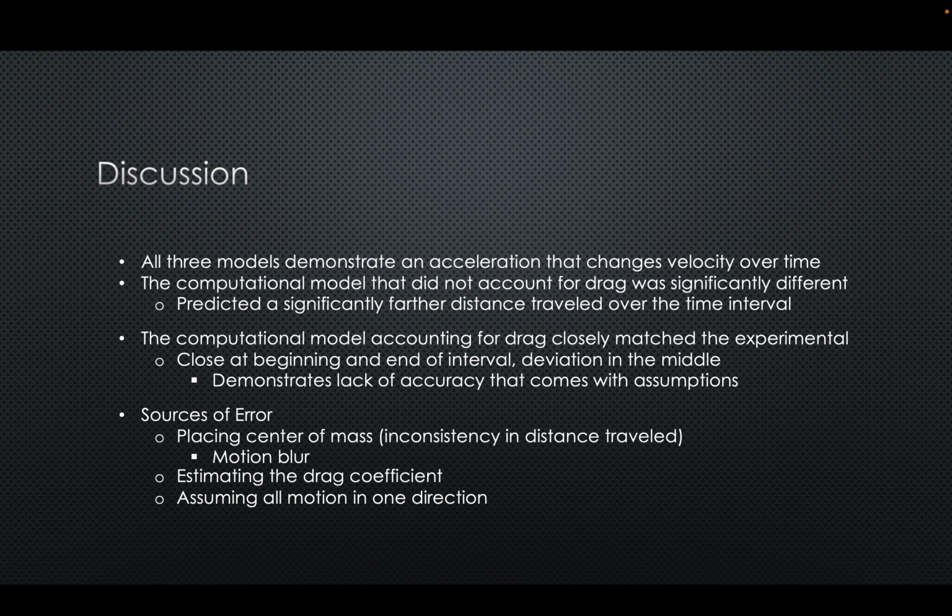All three models demonstrate acceleration that changes velocity over time, and the model that did not account for drag was significantly different, assuming a farther distance traveled, which makes sense because it didn't account for a force opposing gravity. And there are a couple sources of error, such as simply human error in placing the center of mass in the ball with motion blur, and also estimating the drag coefficient, as this was completely random, just choosing a number that seemed to fit well.